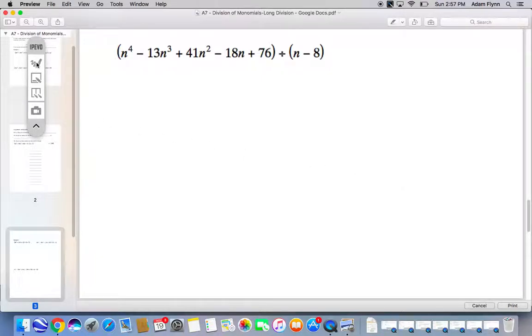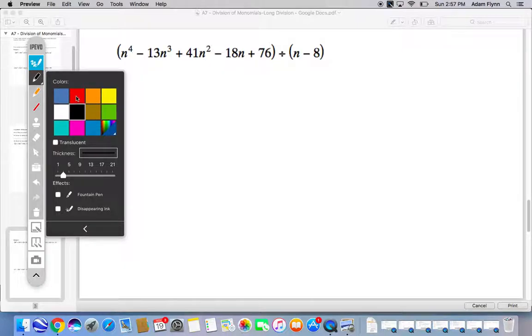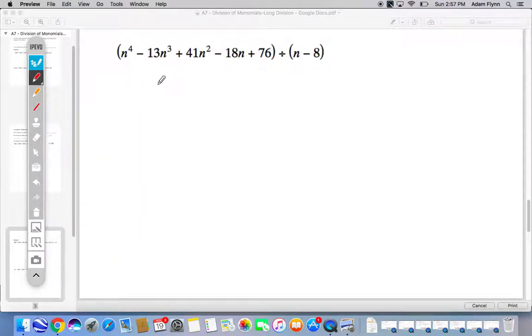Okay, let's take a look at this one. So I'll rewrite it. N minus 8. Inside my box I have n to the fourth minus 13n cubed plus 41n squared minus 18n plus 76.